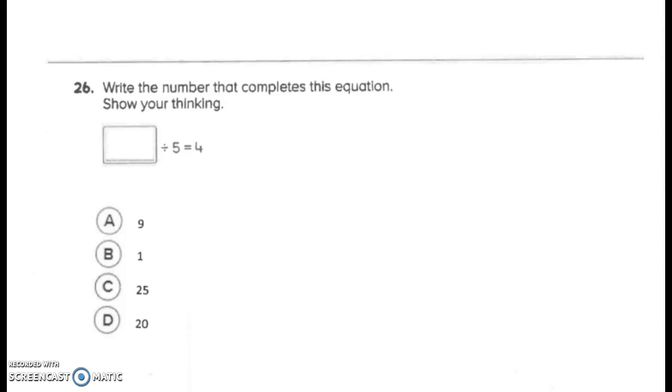Number 26. Write the number that completes this equation. Show your thinking. Blank divided by 5 equals 4. A. 9. B. 1. C. 25. D. 20.